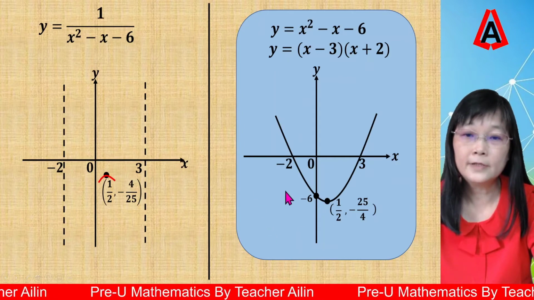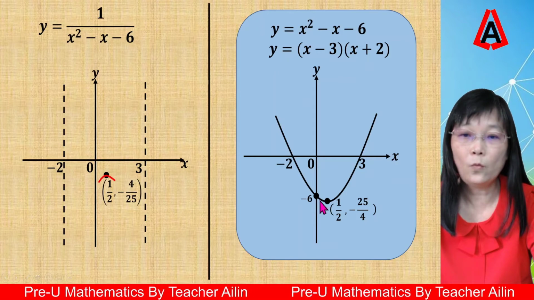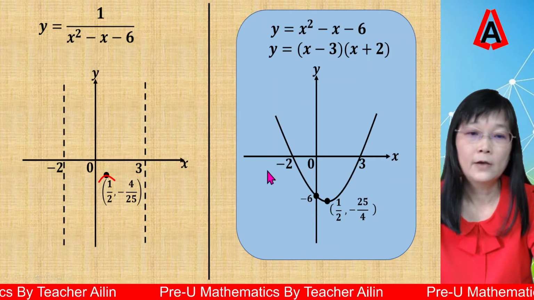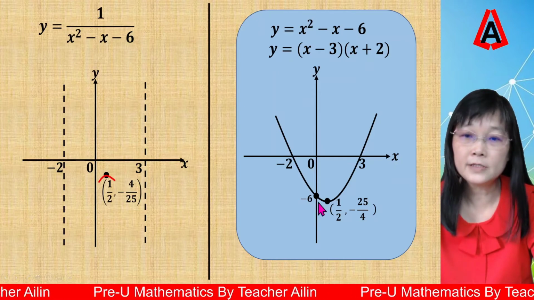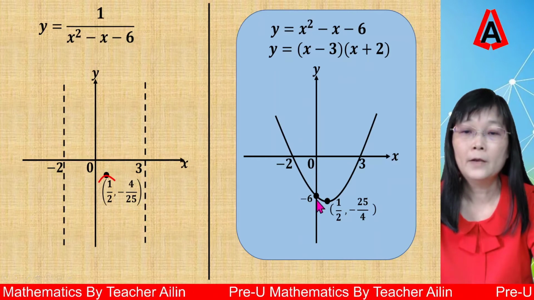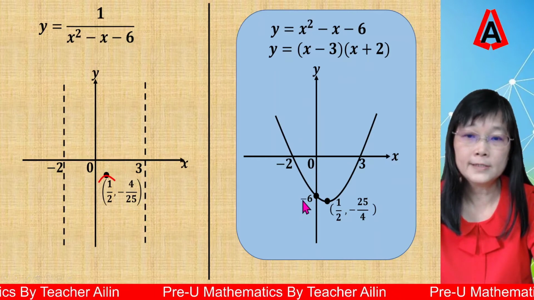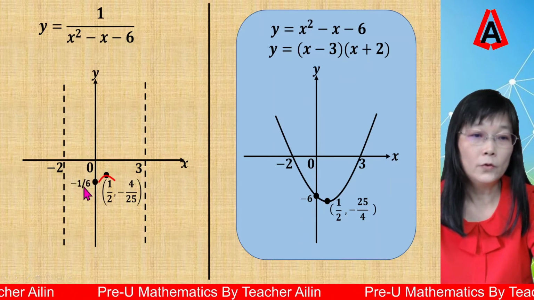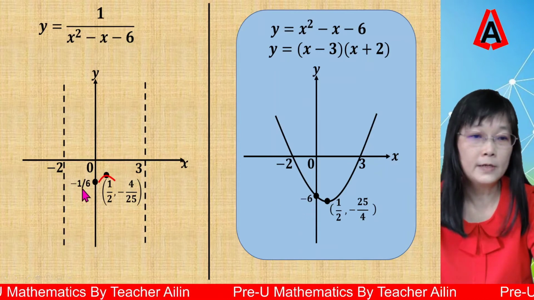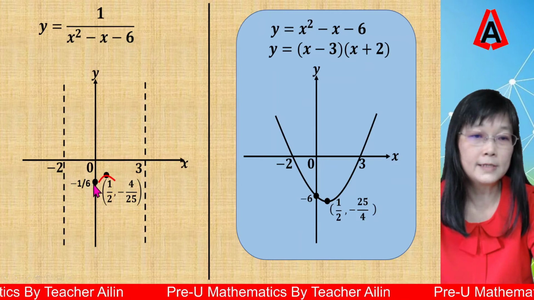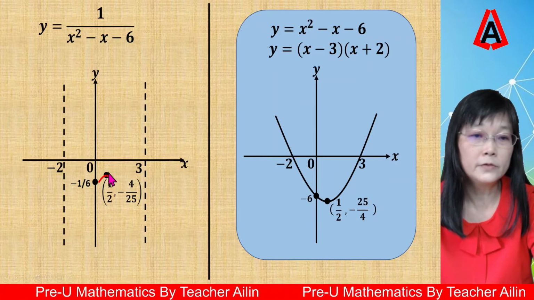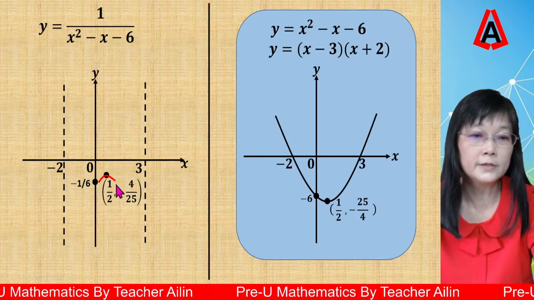Now, the next critical point is the y-intercept. So the y-intercept is -6. When converted to the reciprocal function, the y-intercept is still the y-intercept, but the value of the y-intercept is 1/6, negative value. So -6 becomes -1/6. That is this point. Since this one is the maximum point, the graph will go through here.